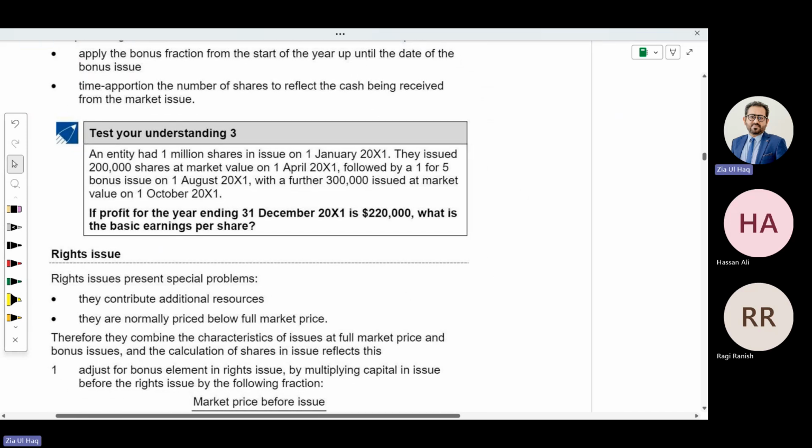An entity had 1 million shares in issue on 1st January 20X1, meaning the start of the year. They issued 200,000 shares at market value on 1st April 20X1. Meaning on 1st April, they issued 200,000 shares for cash. This needs to be proportional. Followed by a 1 for 5 bonus issue on 1st August 20X1, with a further 300,000 issued at market value on 1st October 20X1. If profits for the year, meaning earnings, are 220, what is the basic EPS?